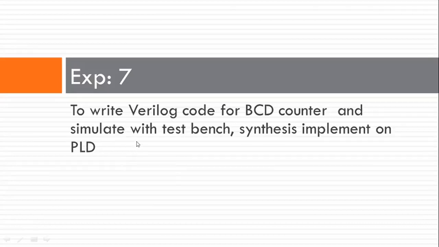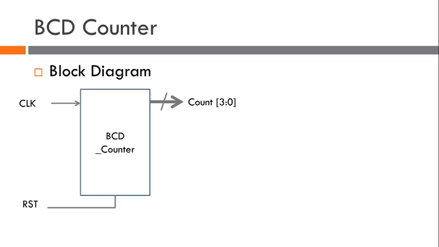Hello everyone, welcome back to ECD lab experiment number 7, that is to write Verilog code for BCD counter. Before going to write the Verilog code for BCD counter, we should understand what actually the counter is and what actually the BCD counter is. If we look at the block diagram of this counter, it has two inputs. One is clock and the second is reset, whereas the output is count, that is 3 down to 0.